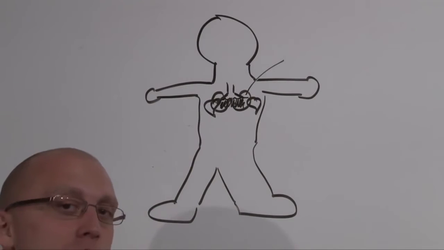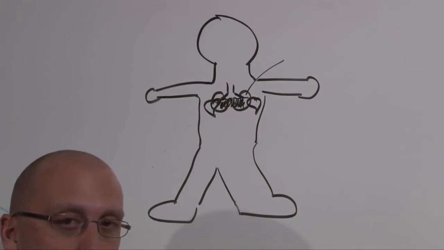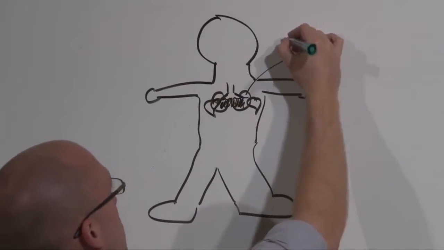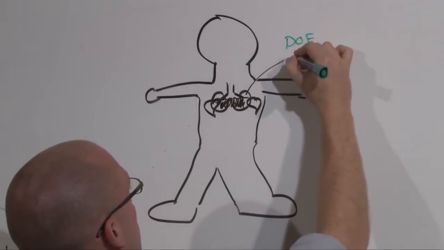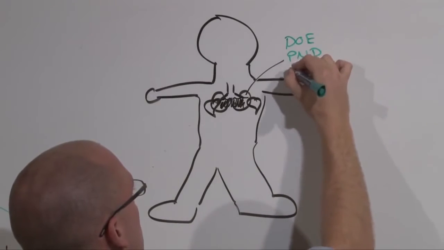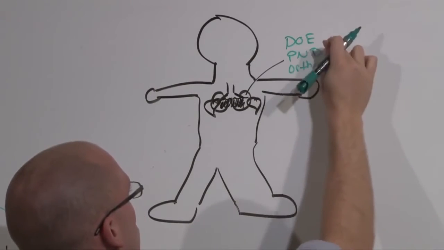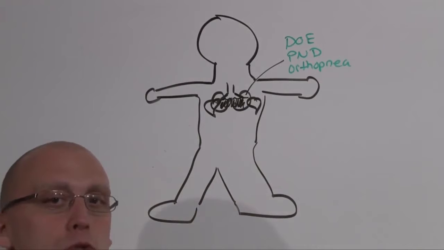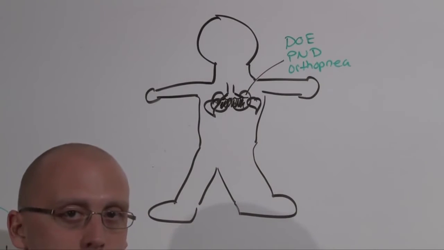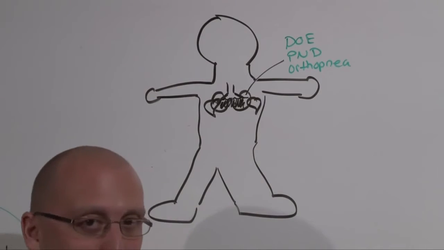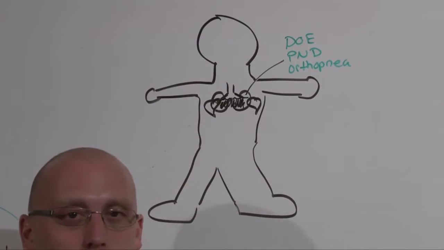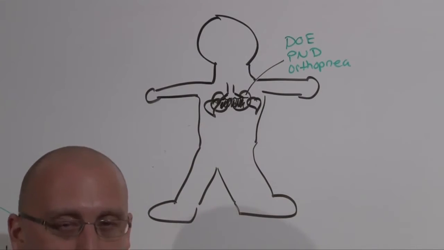The signs and symptoms that are classic for heart failure are the triad of dyspnea on exertion, paroxysmal nocturnal dyspnea, and orthopnea. If you find all three in a patient, you're almost certain to have heart failure. If all three are absent, you have essentially excluded the diagnosis of heart failure.